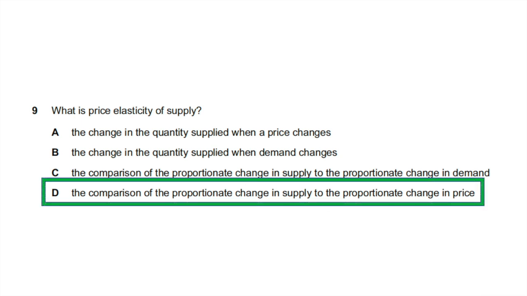The correct answer here is D, the comparison of the proportionate change in supply to the proportionate change in price. This is a common mistake made by students. They think that PES measures the change in quantity supplied with respect to a change in price. The important part of the definition is the proportions by which supply and price change.